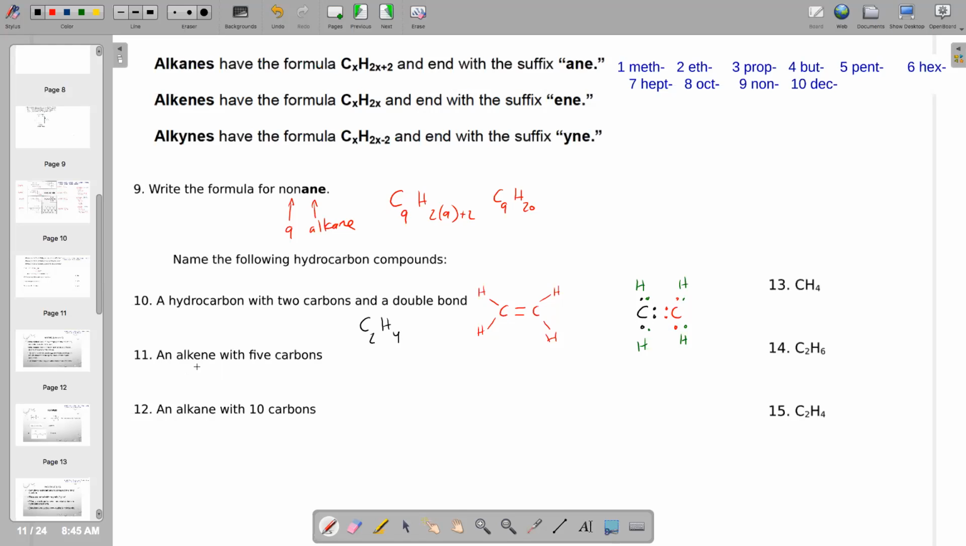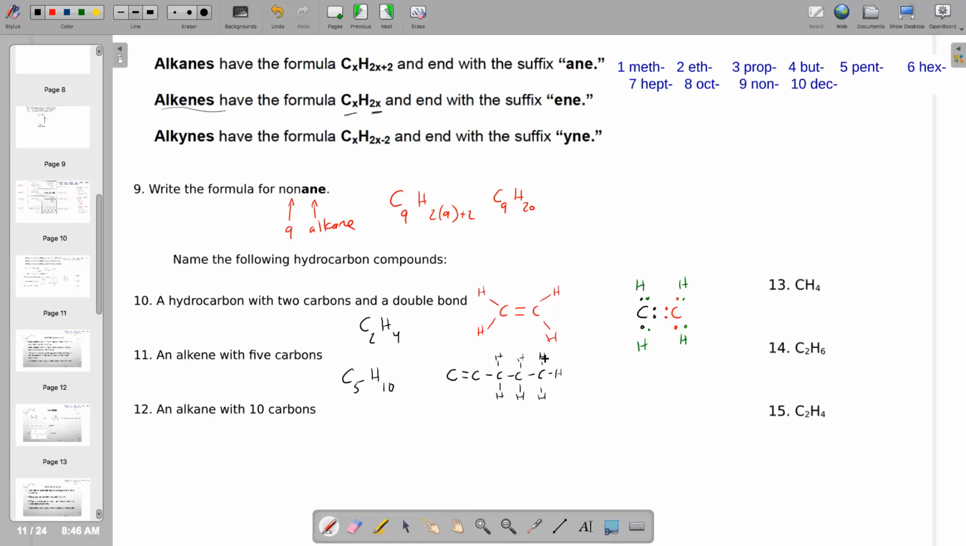Same with number 11, an alkene has to have a double bond as well, an alkene with 5 carbons. So it's C5, it's going to be H10, because for an alkene, it has twice as many hydrogens as the number of carbons. So just C5H10. And when you draw that structure, I've got a carbon that's double bonded to another carbon, and I have to have, let's see, 1, 2, 3, 4, 5. I've got a double bond on this carbon here. So the other hydrogens are going to be one here. There's got to be a hydrogen, and just fill them in.